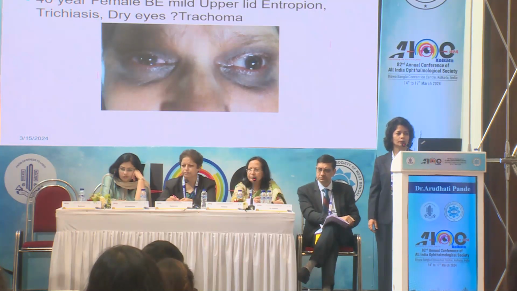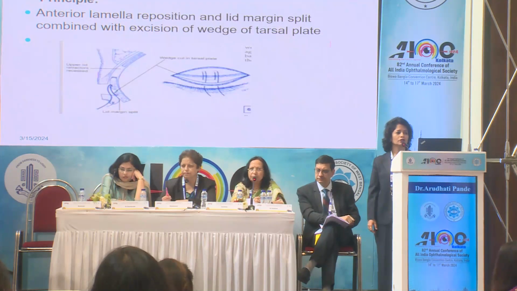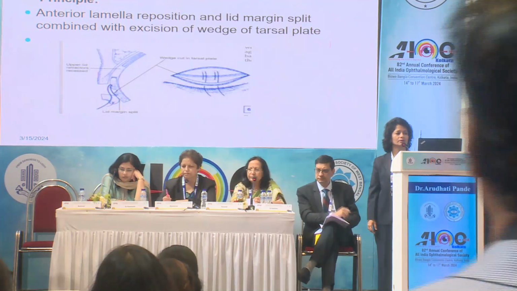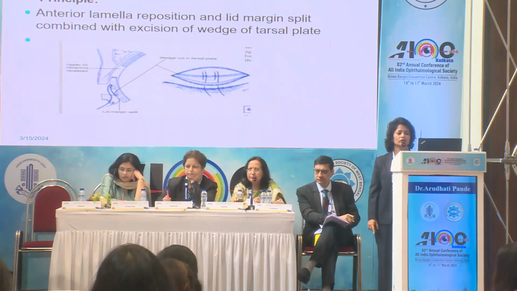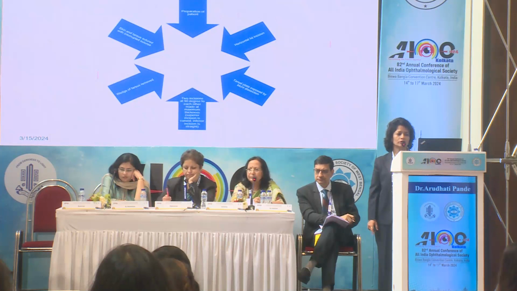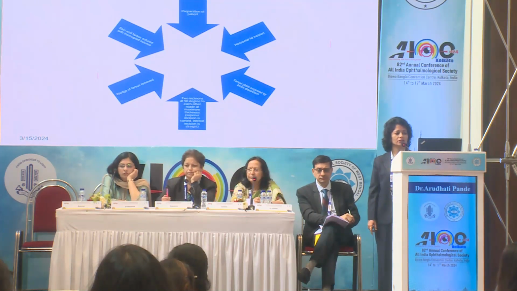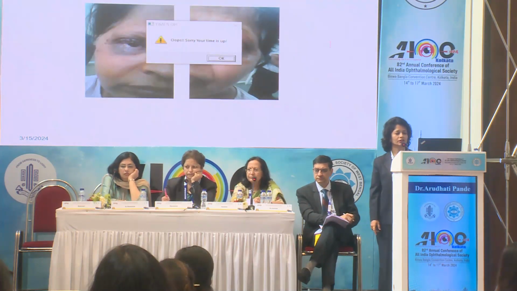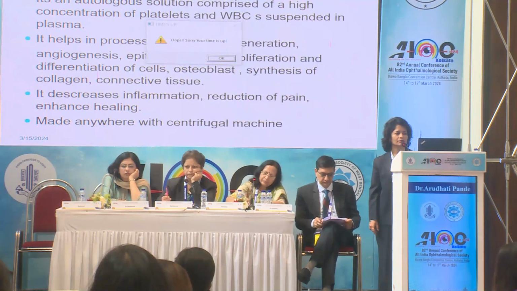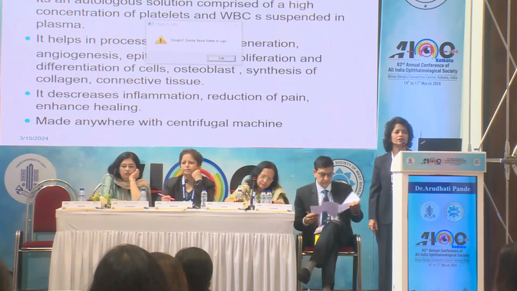Upper lid entropion: a 46-year-old female had bilateral mild upper lid entropion, trichiasis and dry eyes, most probably due to trachoma. What is done is a tarsal wedge resection, anterior lamellar reposition and lid margin split combined with excision of a wedge of the tarsal plate. A horizontal lid incision is taken, the tarsal plate exposed with blunt dissection, and two incisions at 90° to each other are made. The wedge is removed. Electrolysis epilation was done along with platelet-rich plasma therapy.